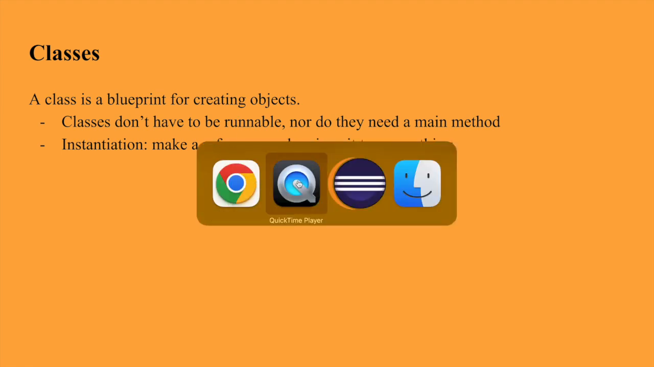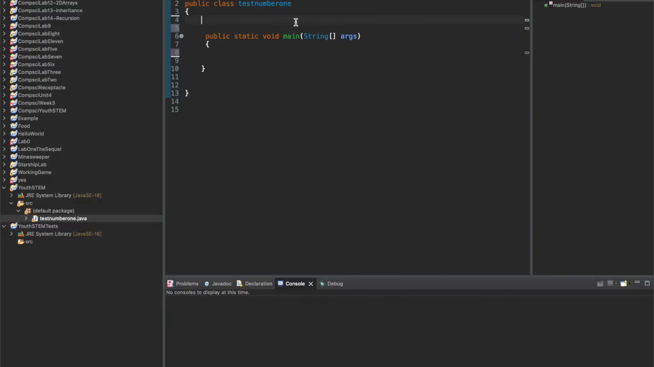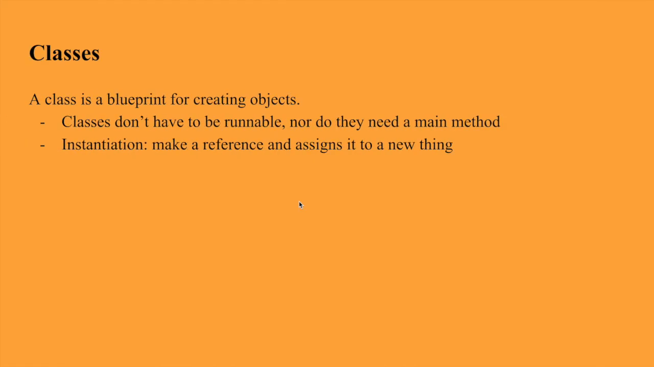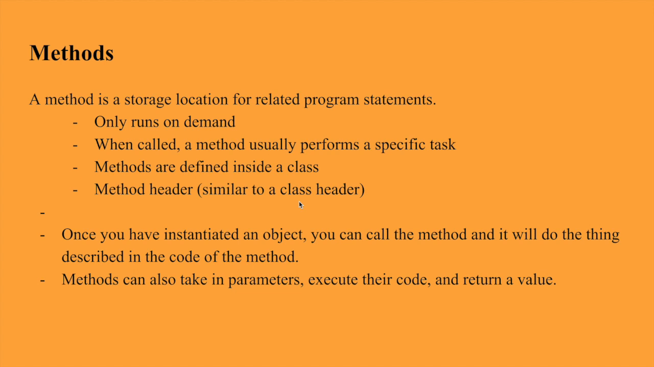An example of a class is the one we made earlier. It's inside the YouthSTEM folder. It's test number 1.java, and the name is test number 1, public class test number 1. And a method is a storage location for related program statements. It only runs on demand. When called, a method usually performs a specific task. Methods are defined inside a class. They have to be. And a method header is similar to a class header. I'll show all that in a second. So anyway, once you have instantiated an object, you can call the method and it will do the thing described in the code of the method. Methods can also take in parameters, execute their code, and return a value.